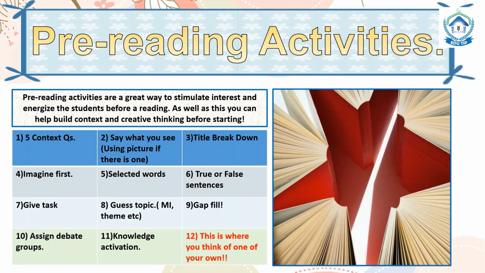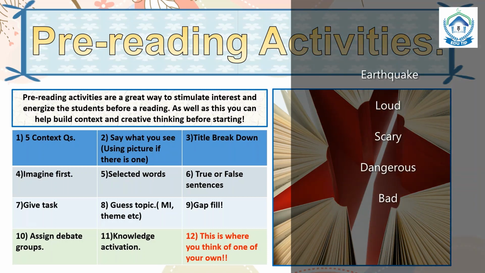Number 3, title breakdown. This is a very good activity to again build motivation and build interest in the coming topic. If the title is Earthquake in Japan, you can look at the word earthquake and get them to think of words that they associate with the word earthquake. Words like scary, disaster, destroy would be good words to associate with earthquake, and you can assign points for each decent word given.